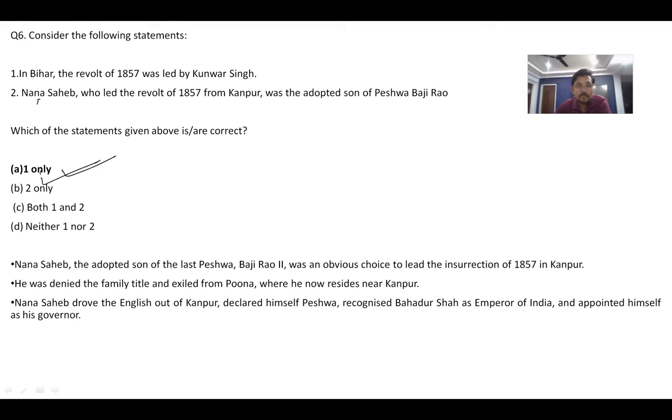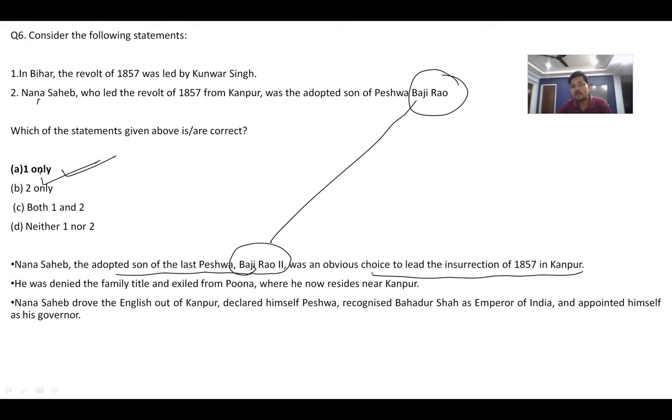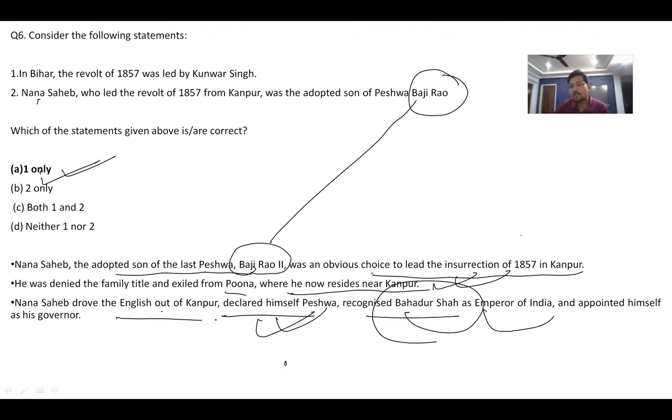So Nana Sahib, the adopted son of the last Peshwa Bajirao II, was the obvious choice to lead the insurrection of 1857 in Kanpur. He was denied the family title and exiled from Pune, after which he resided near Kanpur. So Nana Sahib drove the English out of Kanpur, declared himself Peshwa, recognized Bahadur Shah as emperor, and appointed himself as his governor.